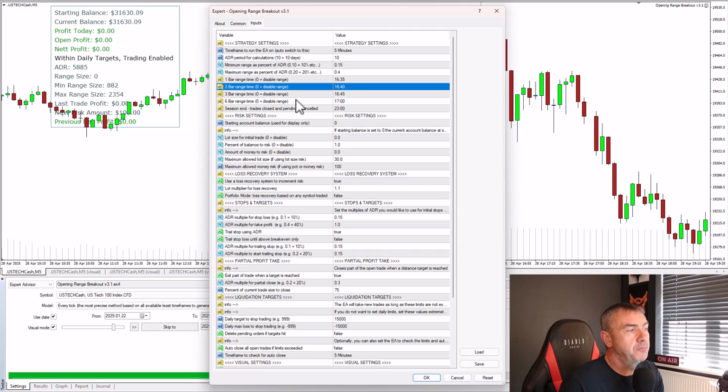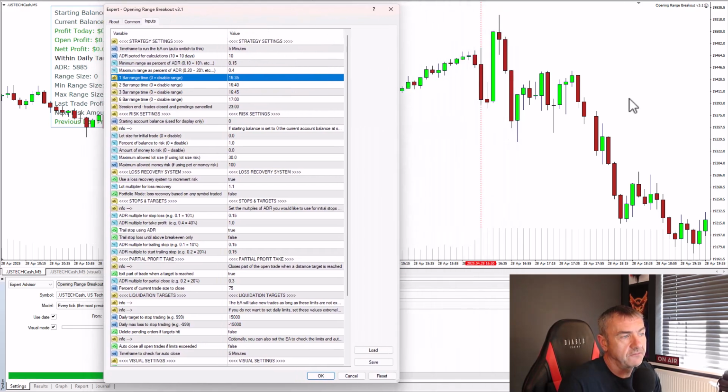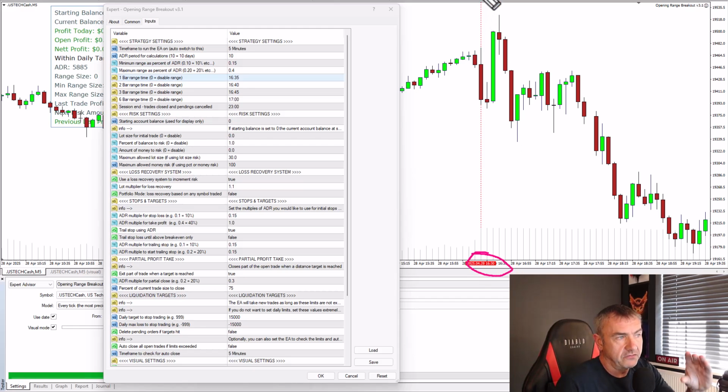You have different inputs now in this version of the EA, in version 3.1, for the 1 bar range time, 2 bar, 3 bar, and 6 bar. These basically are times on your broker chart. For example, here you can see that this is the 1630 candle. This is the open for me in the UK of the New York market. It opens at 2:30 p.m., which is 9:30 a.m. New York time, and my broker plots that as 16:30 on the chart.